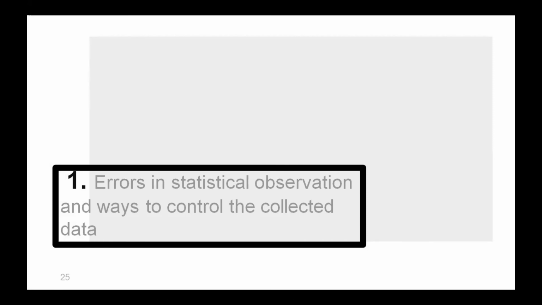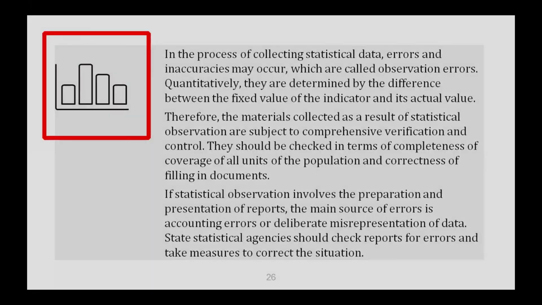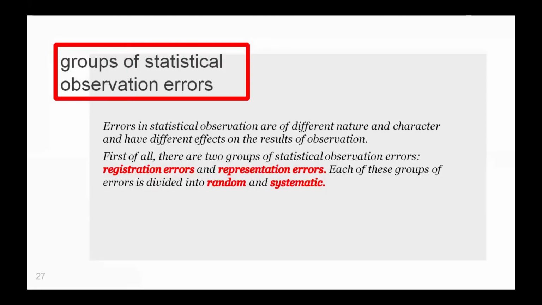Errors in statistical observation and ways to control the collected data. In the process of collecting statistical data, errors and inaccuracies may occur, which are called observation errors. If statistical observation involves the preparation and presentation of reports, the main source of errors is accounting errors or deliberate misrepresentation of data. Groups of statistical observation errors.